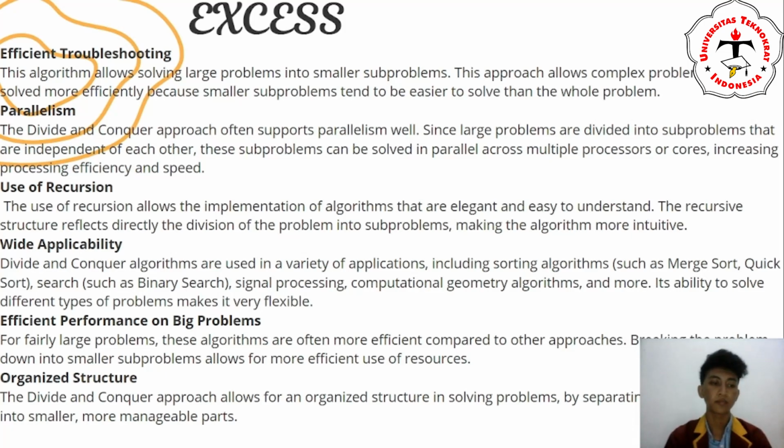5. Efficient performance on big problems. For fairly large problems, these algorithms are often more efficient compared to other approaches. Breaking the problem down into smaller subproblems allows for more efficient use of resources. 6. Organized structure. The divide and conquer approach allows for an organized structure in solving problems by separating complex problems into smaller, more manageable parts.